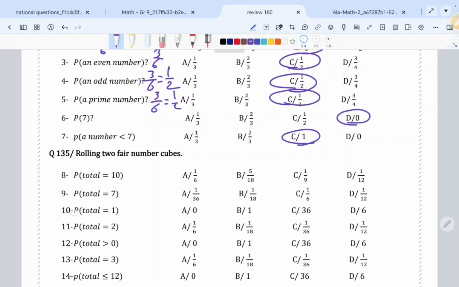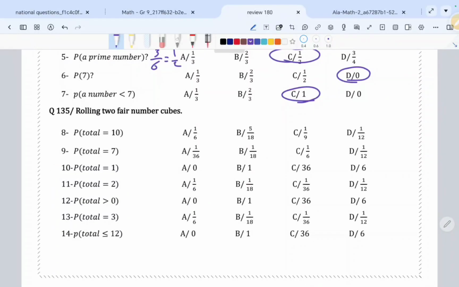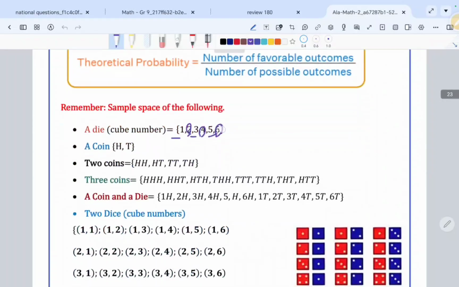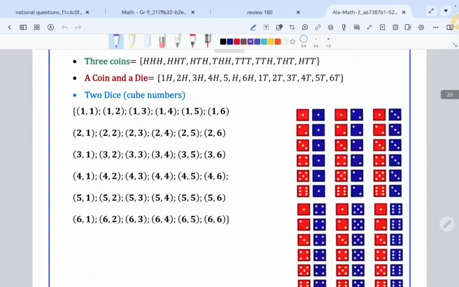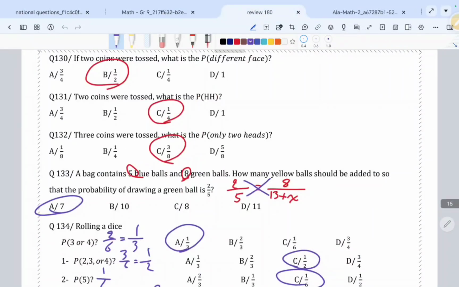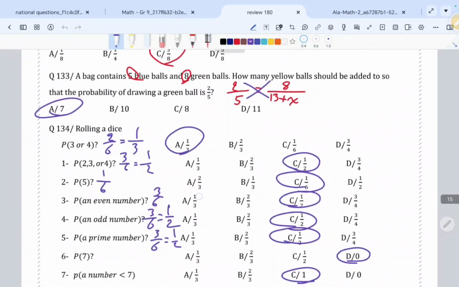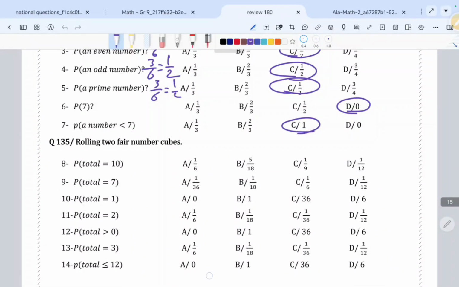Now, rolling two fair number cubes. Okay, probability total is equal to 10. What does that mean? When you add two numbers, it equals 10. Count all of them, and it will be 3 out of 36. 3 out of 36 in simplest form will be 1 out of 12. So D is the correct answer.